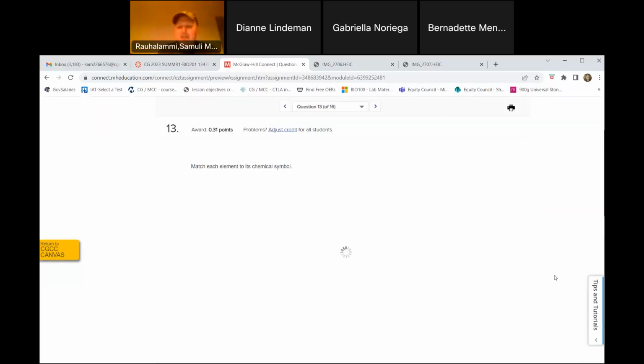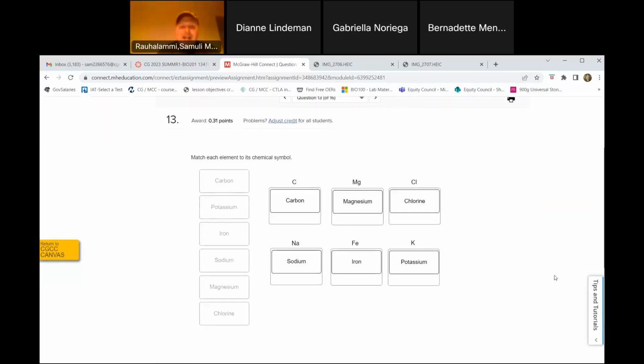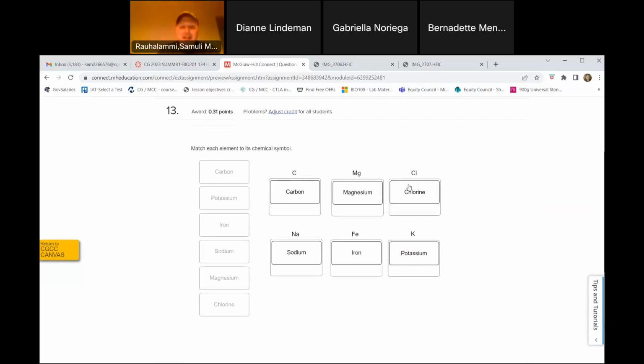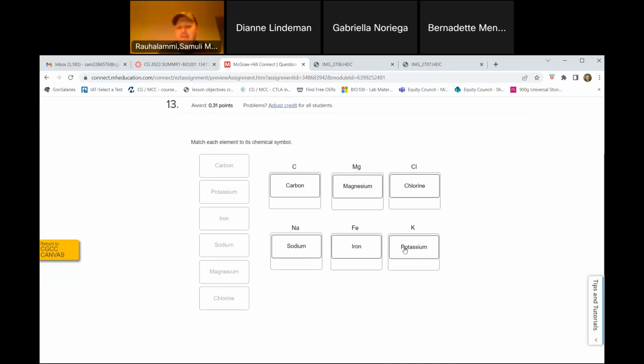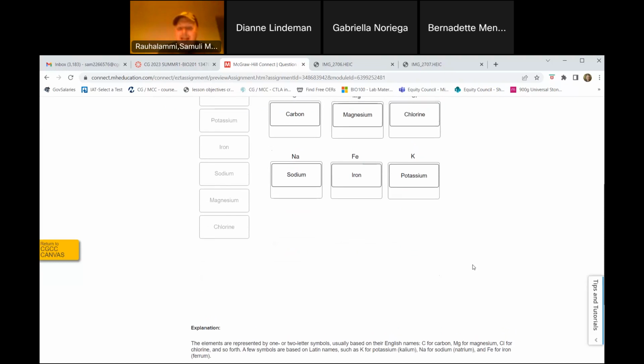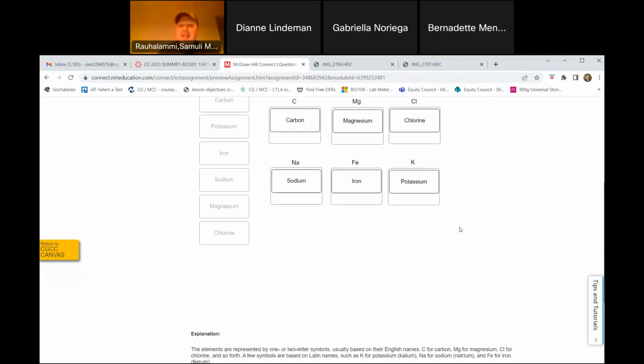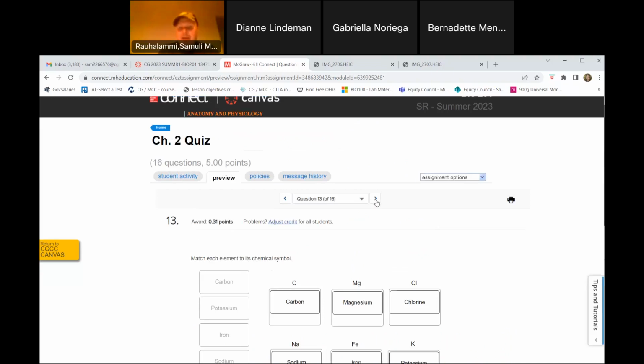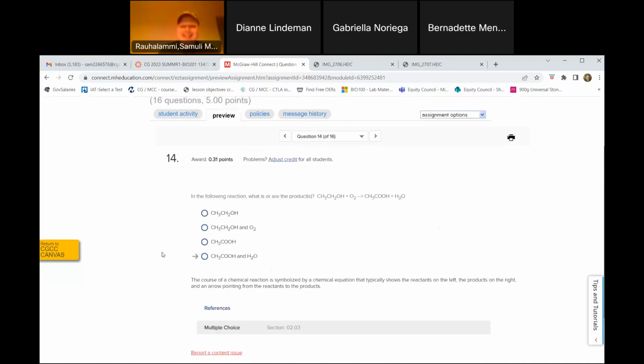Let's have a look at the next question. Next question, again, is another type of way for us to see the chemical symbols of different elements. C for carbon, Mg for magnesium, Cl for chlorine, Na for sodium, Fe for iron, and K for potassium. And again, these came from mostly Latin and English names. So you'll see these being used and they will become more familiar. But feel free to use your textbook. Like I said, these quizzes are not something that you should just know. You will use your textbook to guide you.